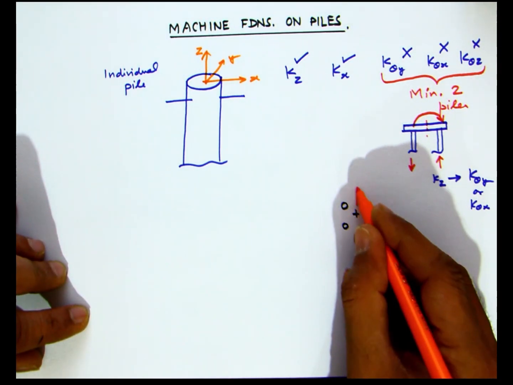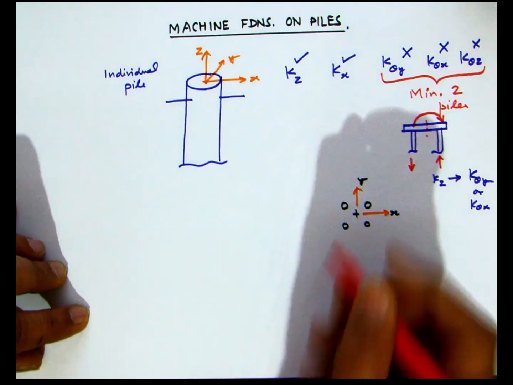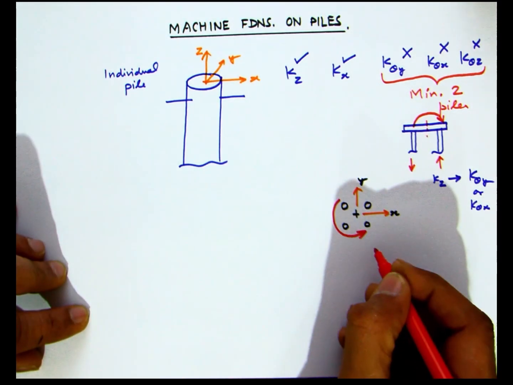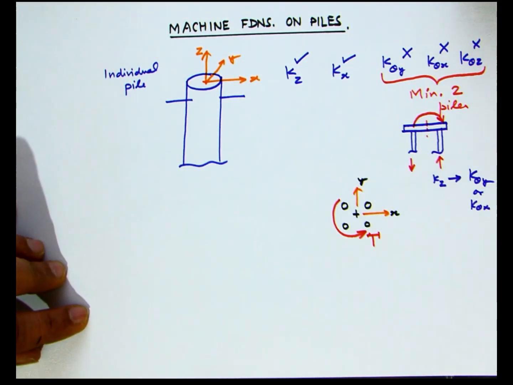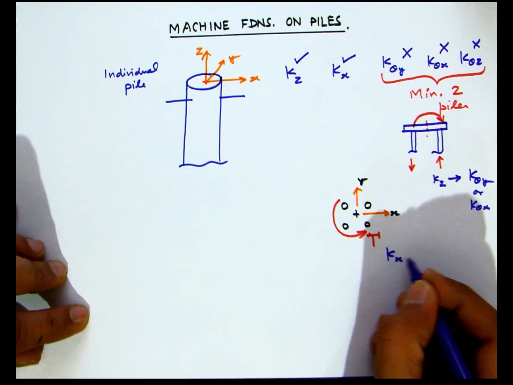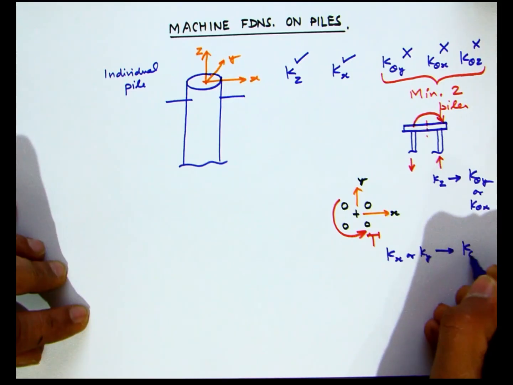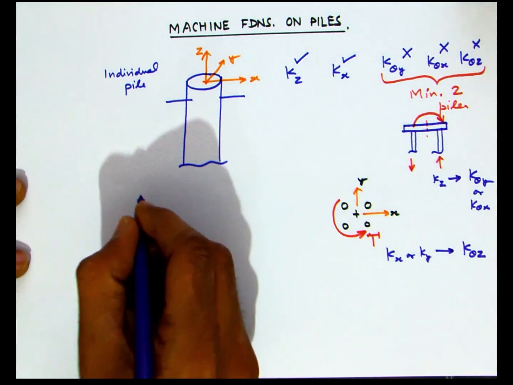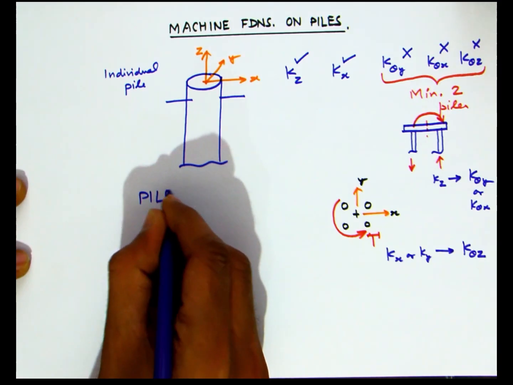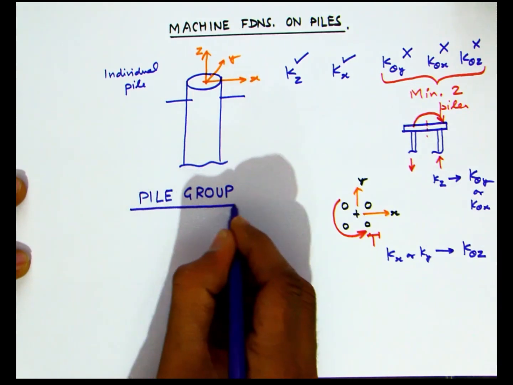Similarly, for torsion or the yawing resistance, here we are showing a group of 4 piles in plan, so we are seeing the axes x and y, and if any torsional moment is applied, then that torsional moment is resisted on account of the horizontal stiffness Kx or Ky. So essentially it's the horizontal stiffness of the individual pile that gives rise to K theta z or the stiffness for torsion or yawing stiffness.